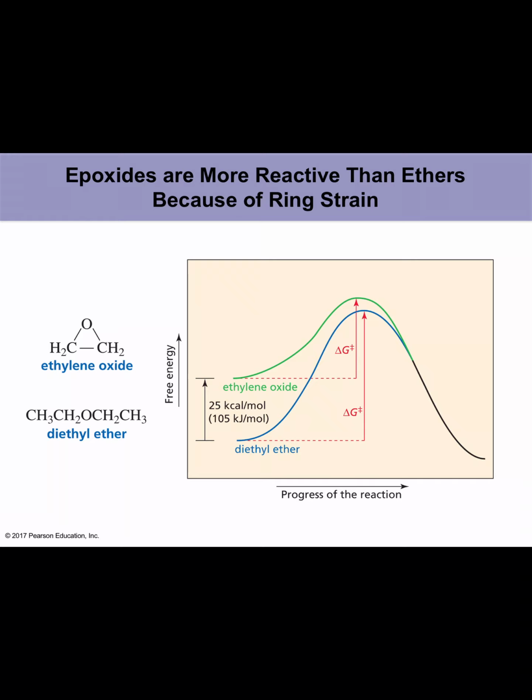Epoxides are more reactive than ethers because of the ring strain. Ethers are open chain, whereas ethylene oxide, or epoxide, has ring strain, and because of that it becomes more active. These are ethyl ethers and this is ethylene oxide. So there is a difference in stability and also in the transition states.